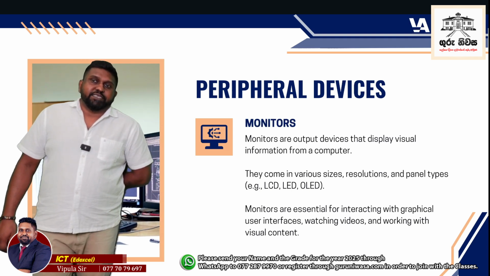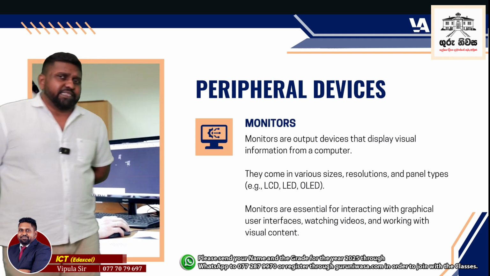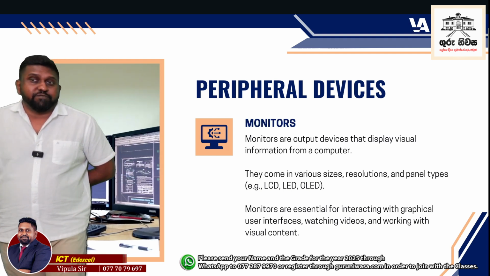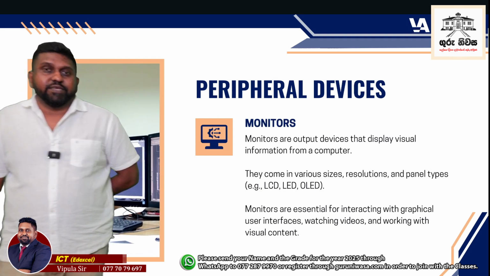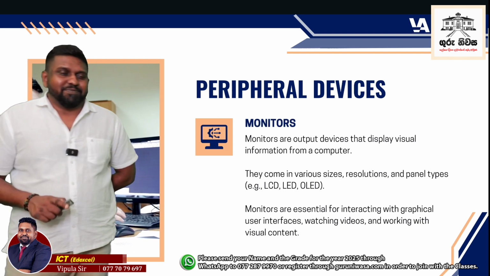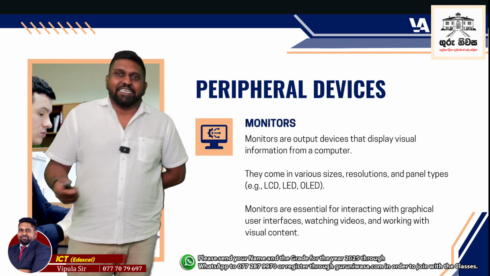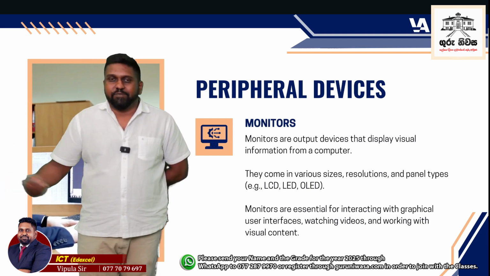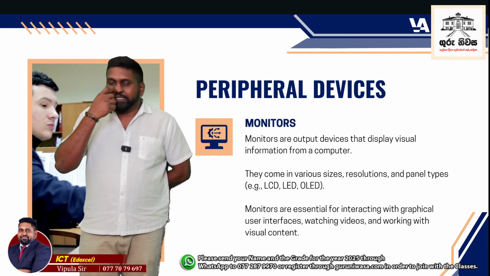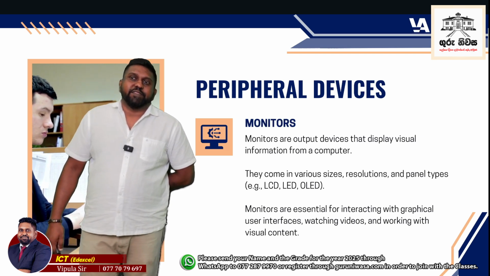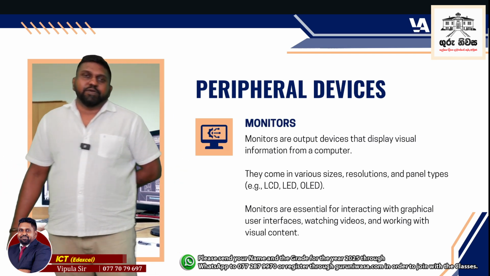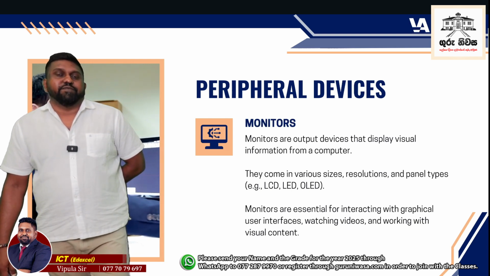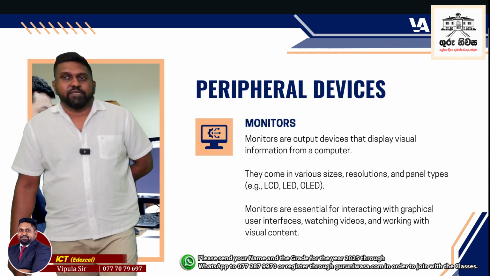Then we have monitors. So definition is quite straightforward in this case, because monitors are output devices that display visual information from a computer, right? So not a TV, don't mix this up with a TV, because the TV's sole purpose is to show whatever the input which is being given into it. But in this case, in a monitor, the purpose is to use it as an output device which will display information which is being pushed out from a computer.